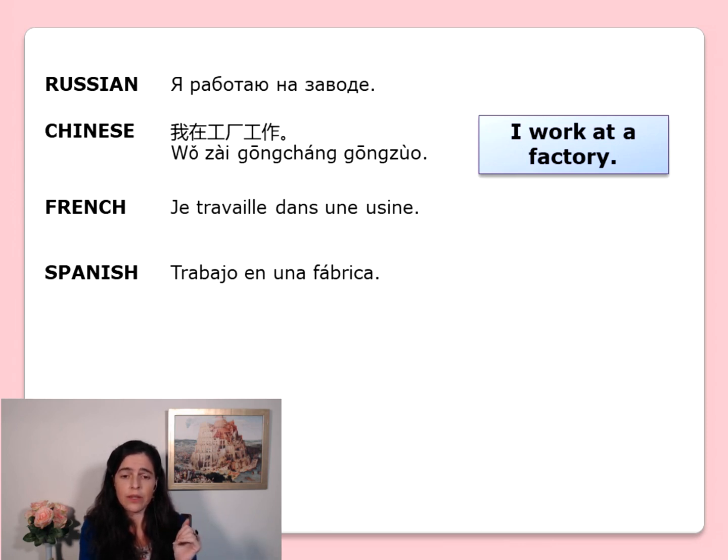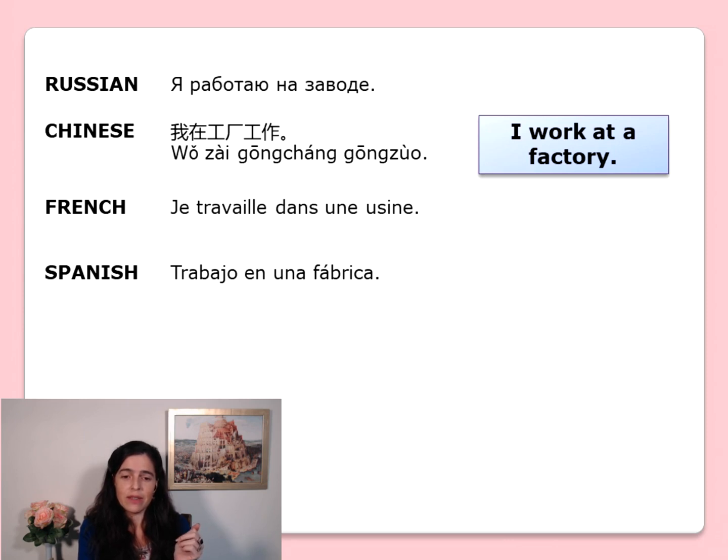In Chinese, if you know basic Chinese, then you'll know that the word order is such, and that Chinese doesn't use any little words like we use in English or in so many other languages. So it just says I stay factory work.